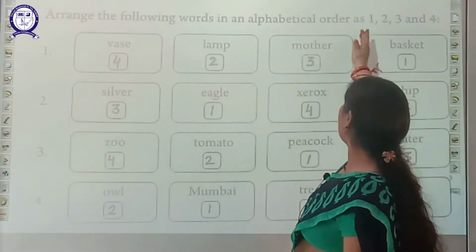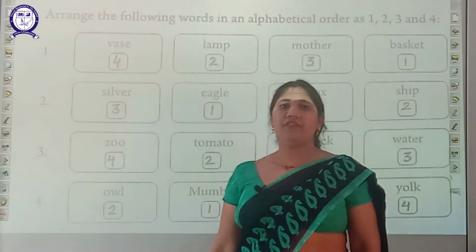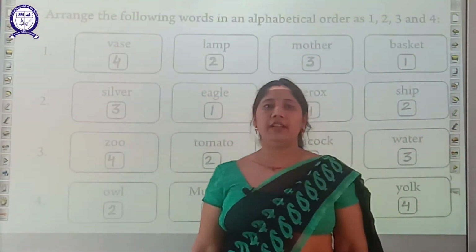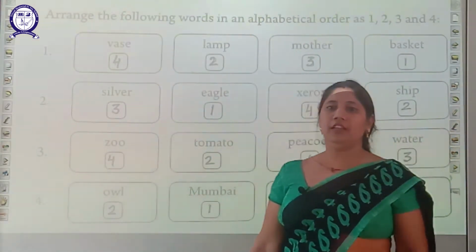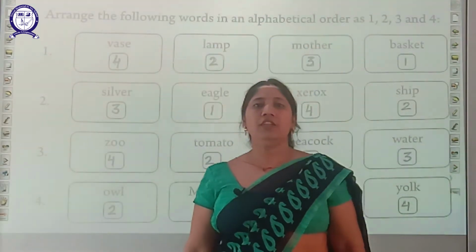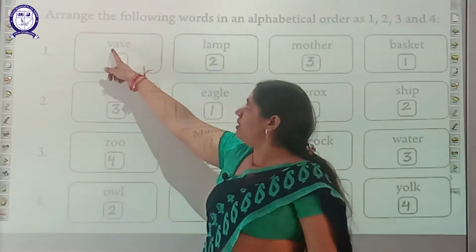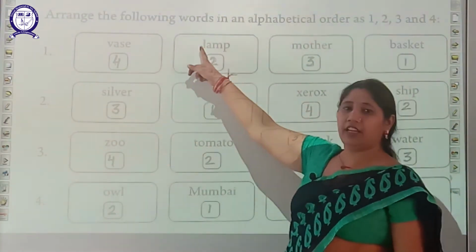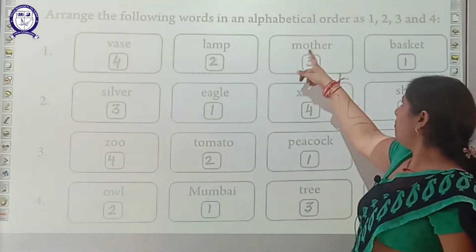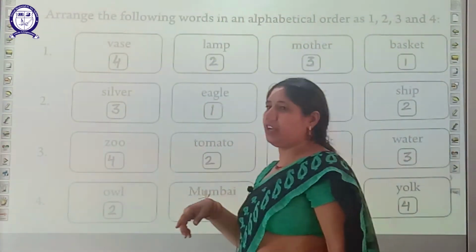Arrange words in alphabetical order as 1, 2, 3, 4. So alphabets means A to Z, like A, B, C, D, E. When we arrange in the order of the alphabet, that is called the alphabetical order. For example, vase, that is starting from V. Lamp, that is started from L. Mother started from M. And basket, that is started from B.